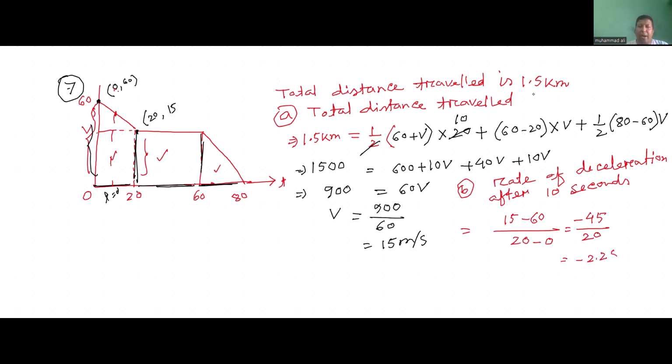We may write minus 2.25 meter per second square for acceleration, or if you want to write deceleration, we just write here 2.25 meter per second square. I think everybody understands this maths.